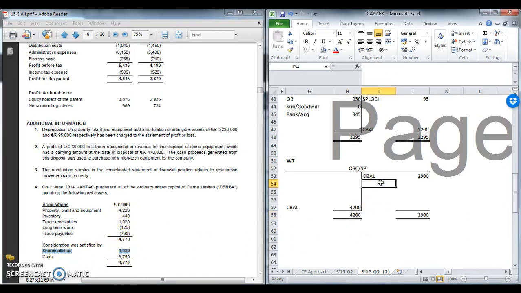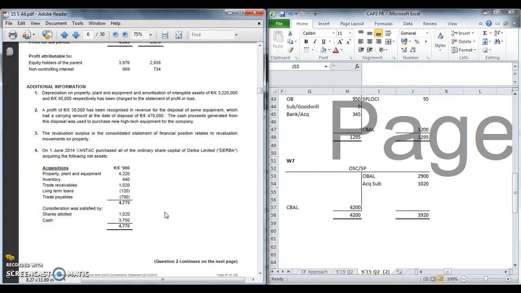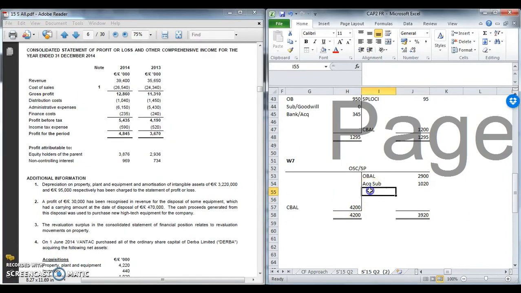So we'll put in here acquisition of sub. Right? And that acquisition of sub would have been in terms of 1,020. Right? So that's one important thing. So now we've explained some of the movement, but there's still some mismatch here. So we're not really told of any other element in terms of ordinary share capital. So again, the plug figure must be to do with bank. You must have issued more shares.